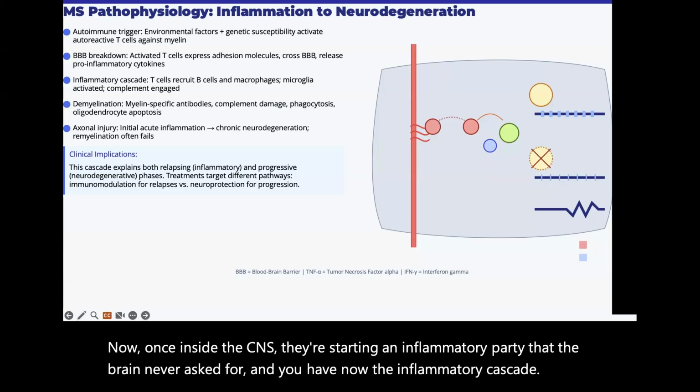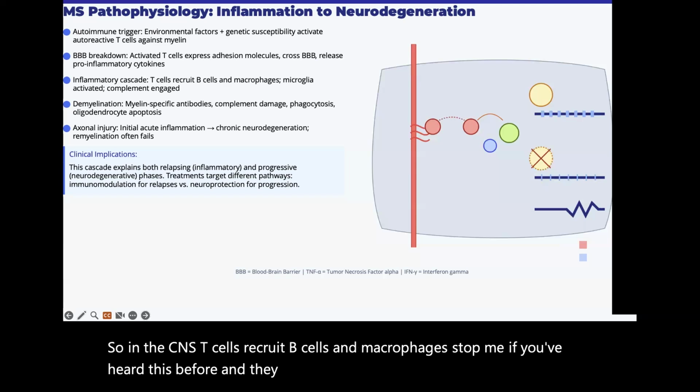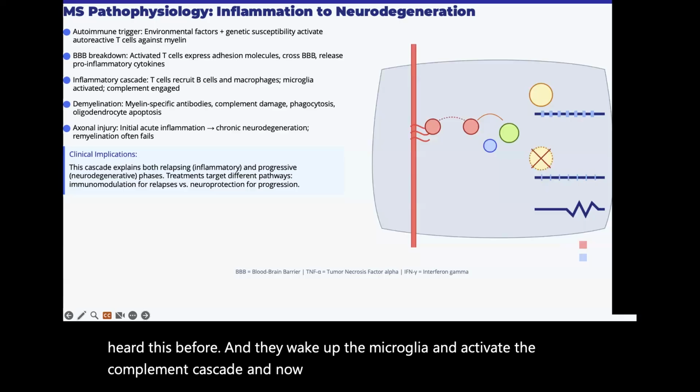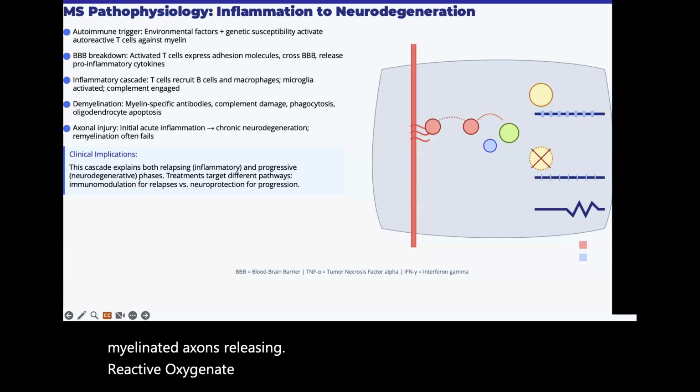So in the CNS, T cells recruit B cells and macrophages. Stop me if you've heard this before. And they wake up the microglia and activate the complement cascade. And now you've got this full immune swarm, releasing reactive oxygen species, proteases and cytokines.